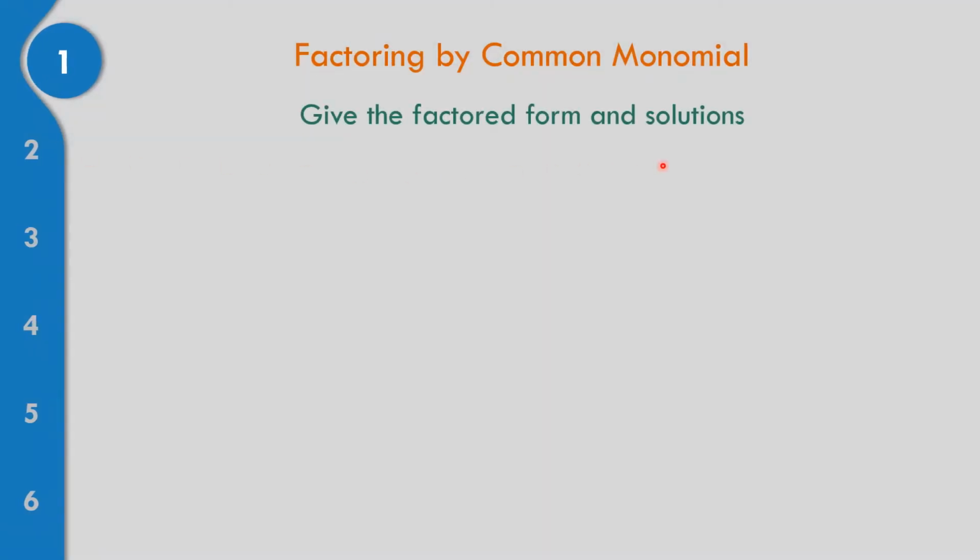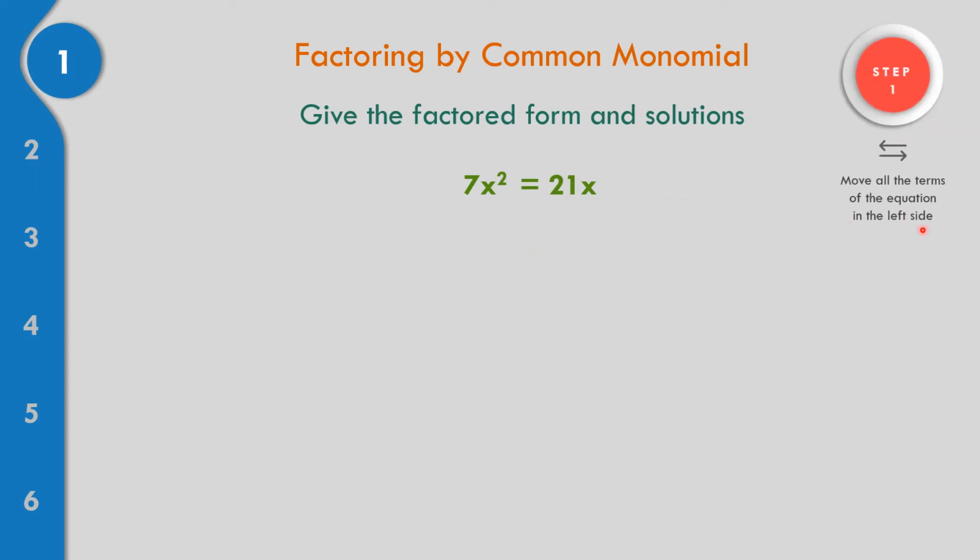So let us see how to factor if the given is greater than 1. Let us give the factored form and solutions of the given 7x squared equals 21x. Step 1, move all the terms of the equation to the left side. So we will move 21x to the left side. That becomes 7x squared minus 21x equals 0.